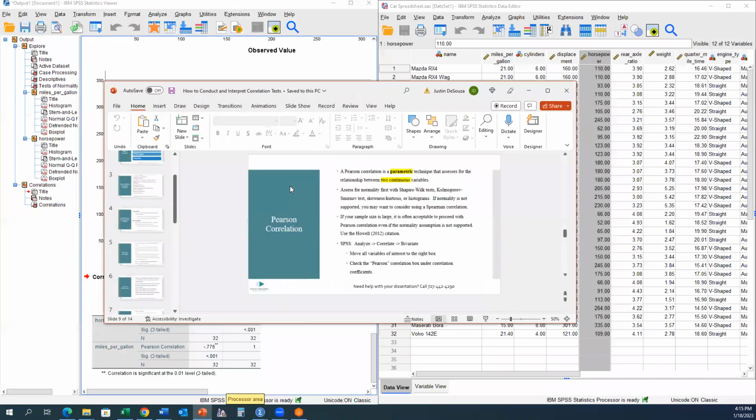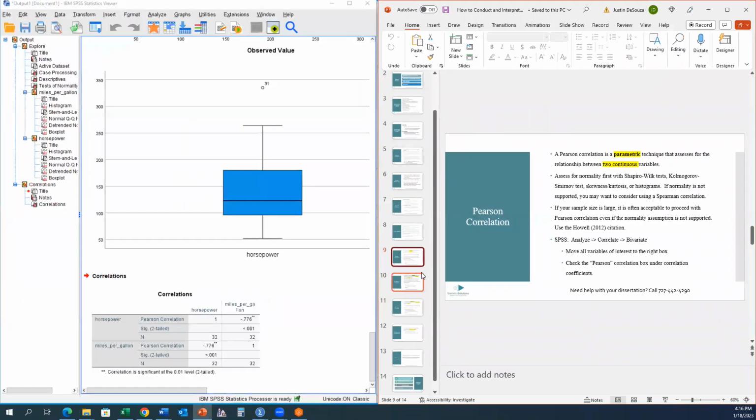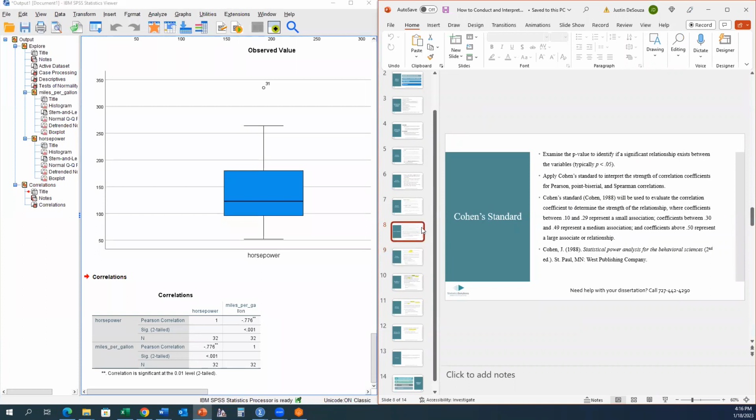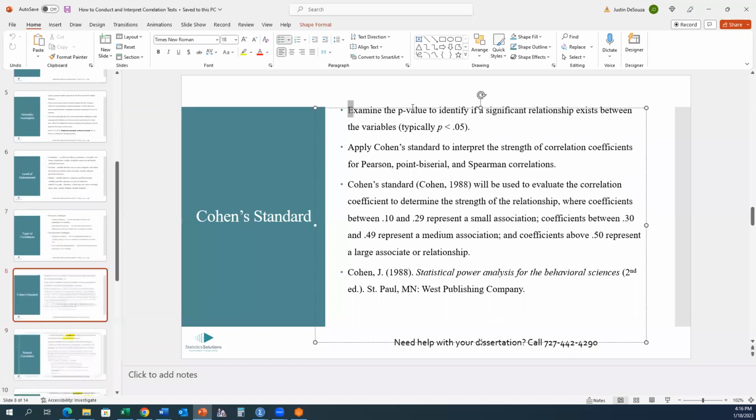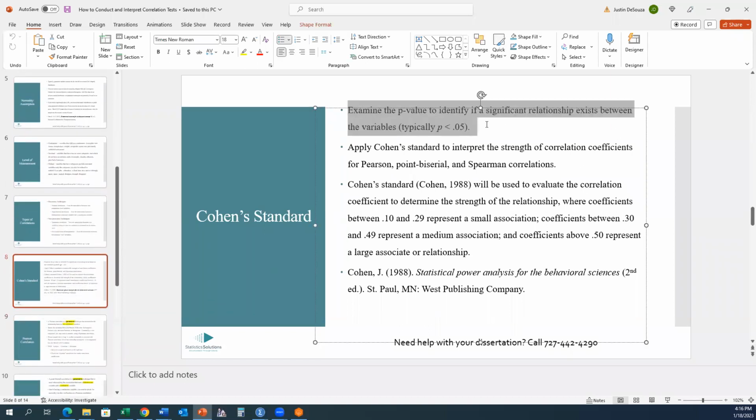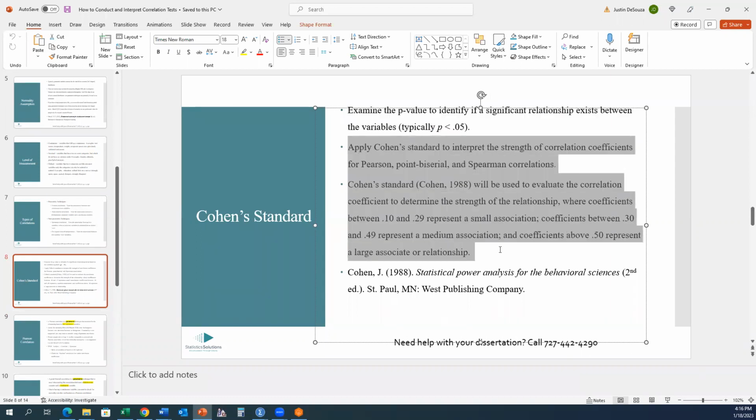And it might be a little small to read both, but I want to have the PowerPoint here as well, because this is the process for interpretation. Let me just make it big for a second. So first we look at the p-value. Do we have a significant p-value? Then we interpret Cohen's standard.